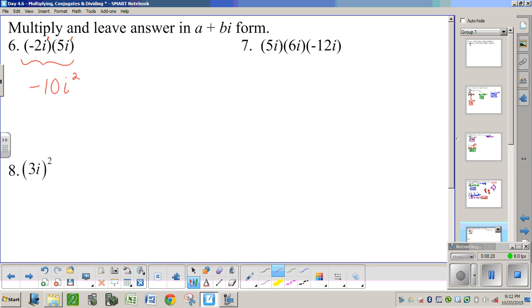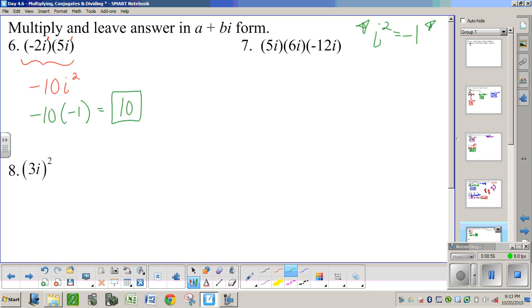Now thinking back to 4.4, I told you that i squared was equal to negative 1, and that was going to be important for you to remember because we use it a lot. So I can now replace this i squared with a negative 1. So now if I multiply negative 10 times negative 1, I just end up with an answer of positive 10. So anytime you see where you have an i squared, you can always replace it with negative 1.